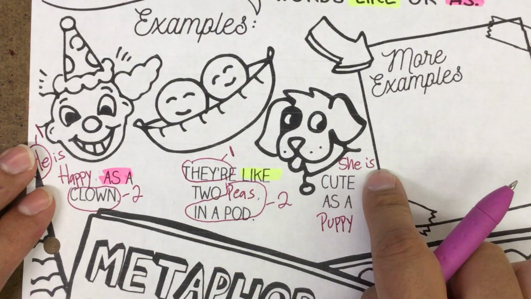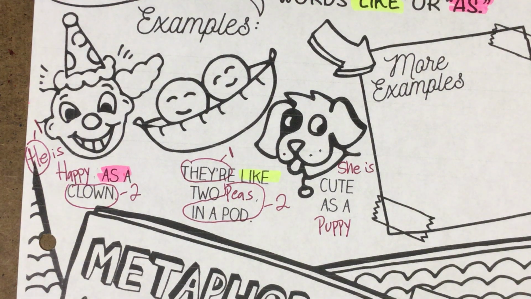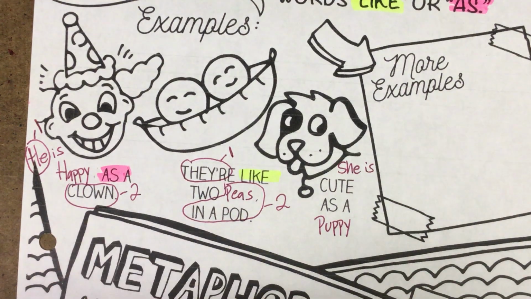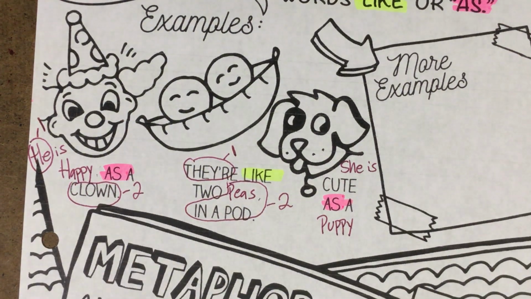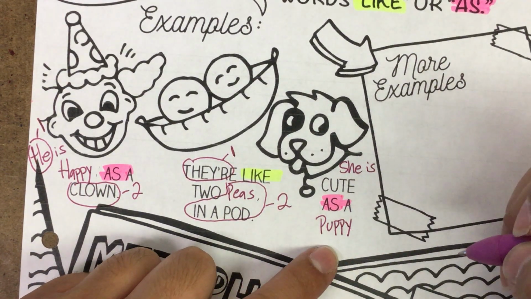And then write the word she is. She is cute as a puppy. So they're probably comparing a little girl being cute as a puppy. Our clue word is the word as, and we have to highlight it. And then we have to identify what two things are being compared.